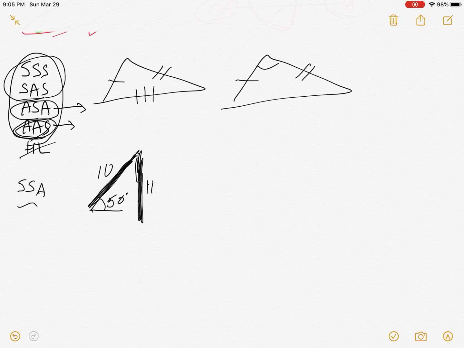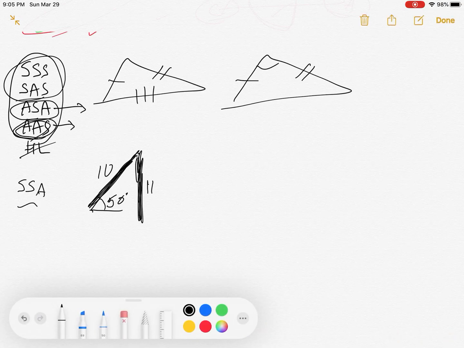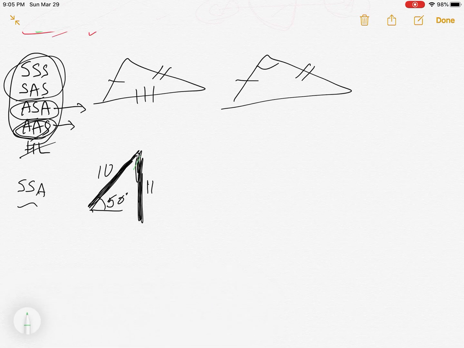Okay, so you can see it's not really making a triangle, is it? So what I have to do is I have to take that 11 side and move it. This would be a good time for another color. So if I move 11 this way some, I can make a triangle. Let me redraw the triangle. It looks like this. 10, 50 degrees, and 11. It's an obtuse triangle. See the obtuse angle right there?